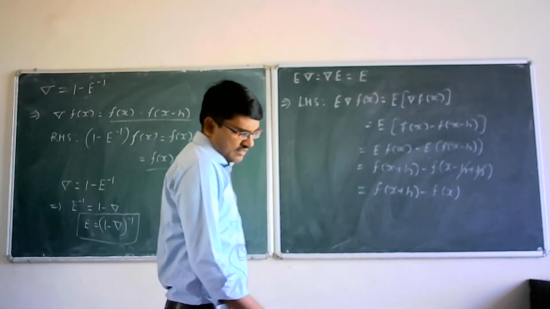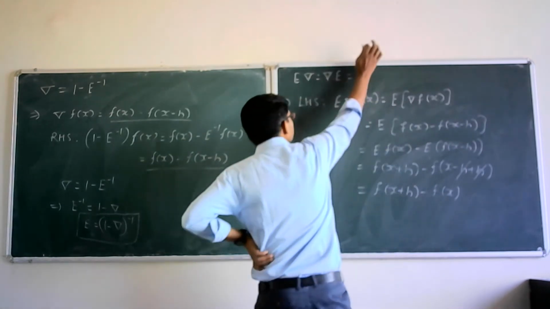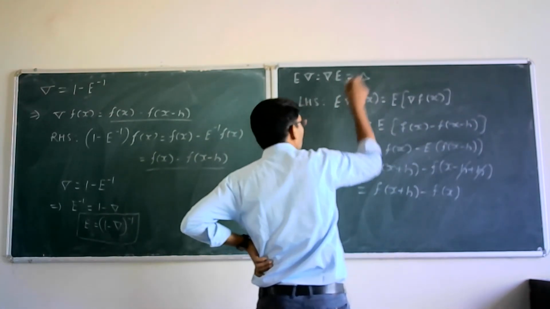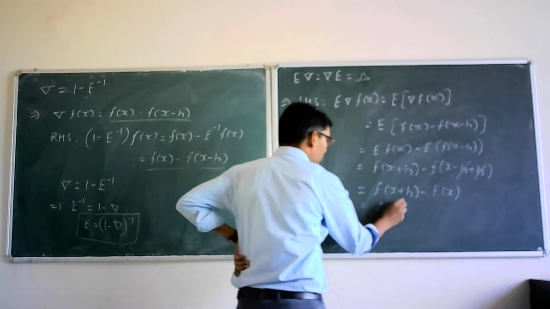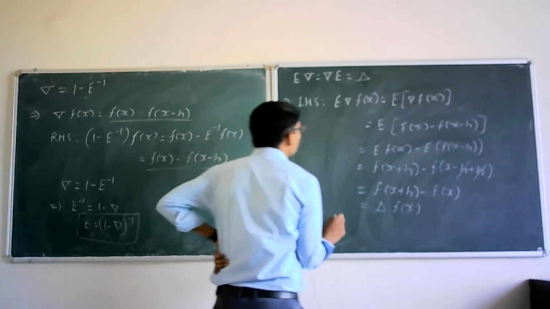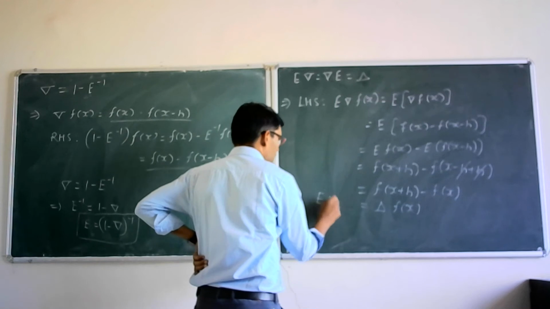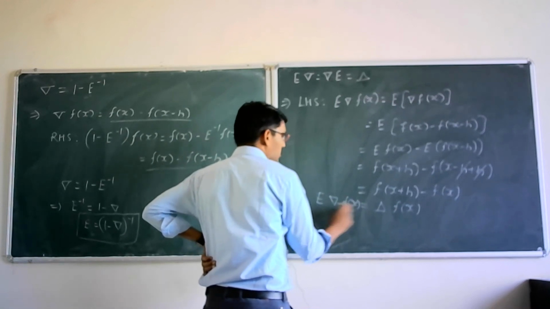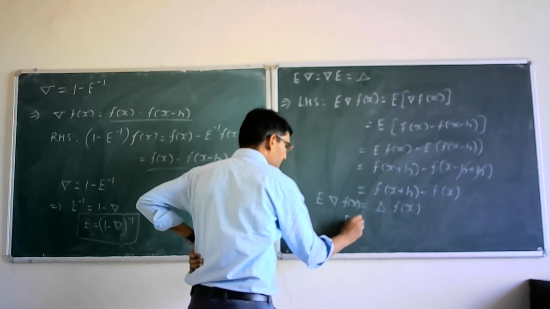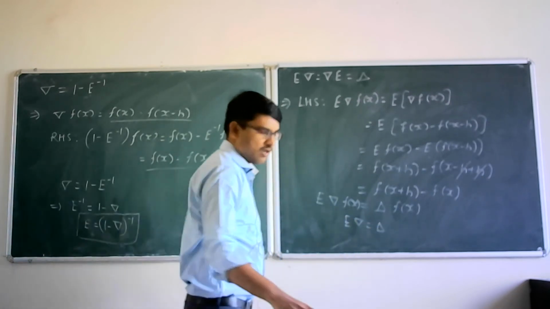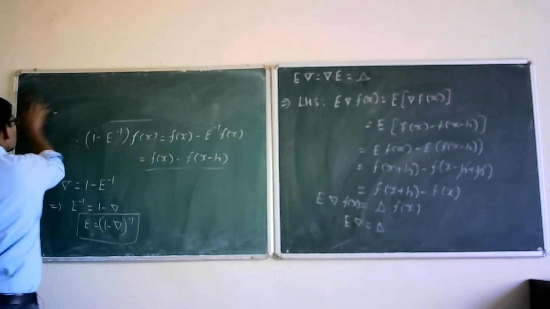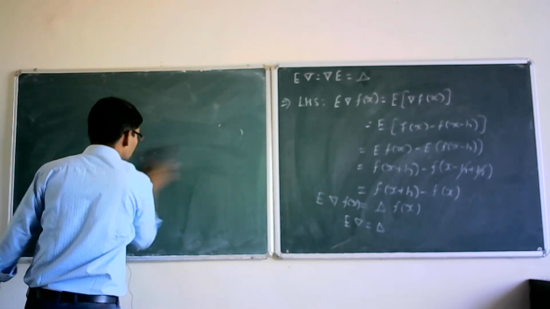Okay, E del is equal to del E is equal to delta. And this is the value of delta f of x. And therefore E del f of x is equal to delta f of x, and therefore E del is equal to delta.